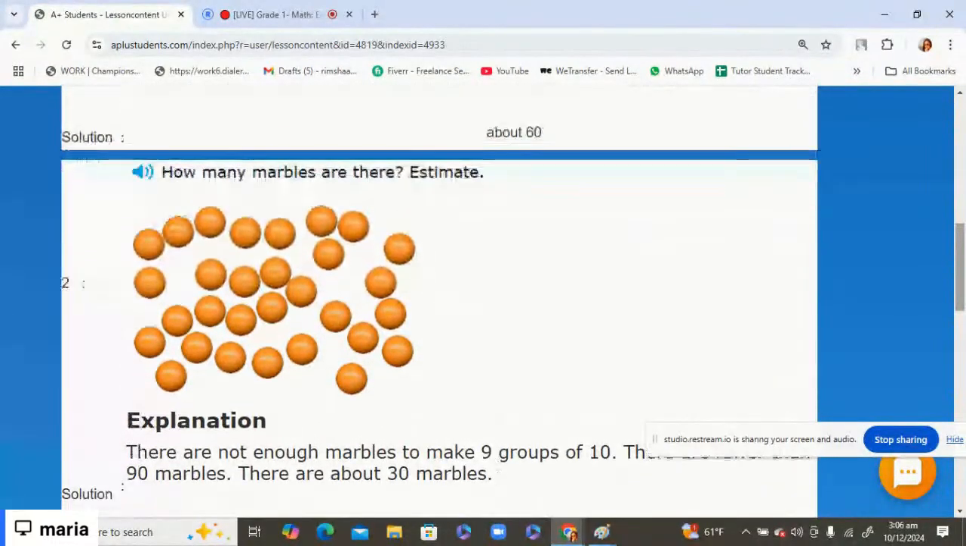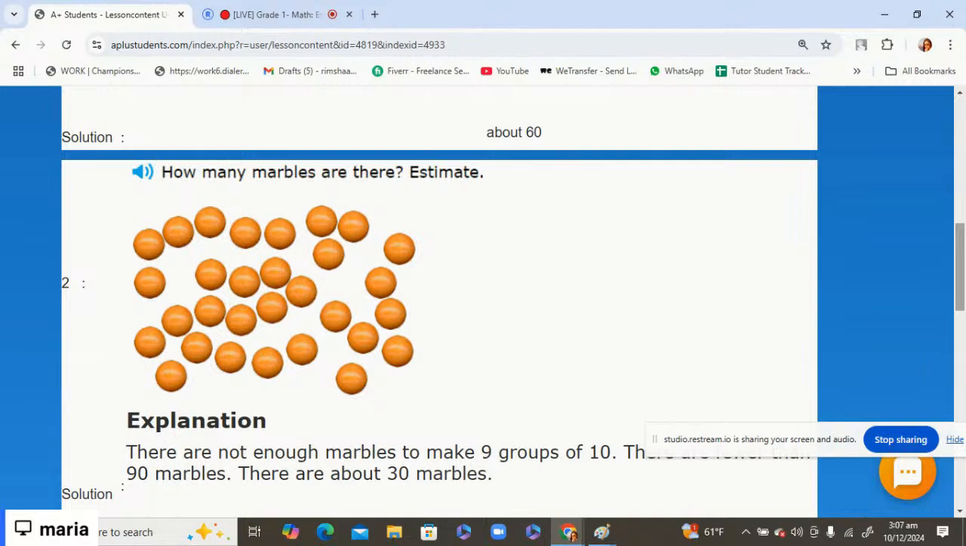So how many marbles are there? Estimate. Now look at here, again the estimation of marbles. So we count only one portion. When we count, the counted portion is 1, 2, 3, 4, 5, 6, 7, 8, 9, 10. Look, the 10 is only here. So it means that the remaining portion is not double, it's triple that 10. So we can say that it's maybe 30.